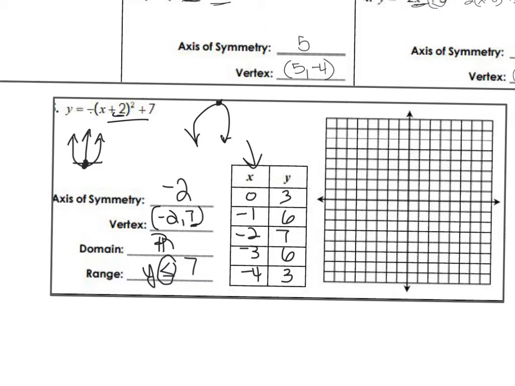Alright, so I'm going to go ahead and graph them. I'm going to do my vertex first. It's negative 2, 7. So I go to the left 2 and up 7.